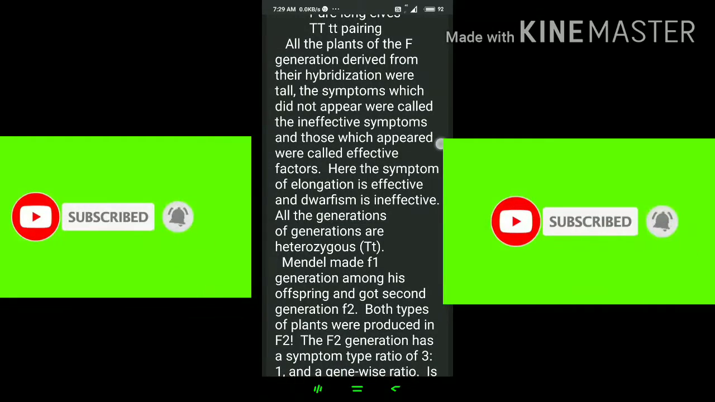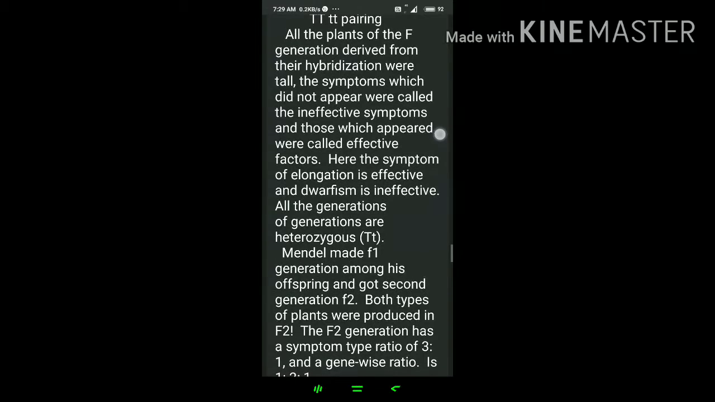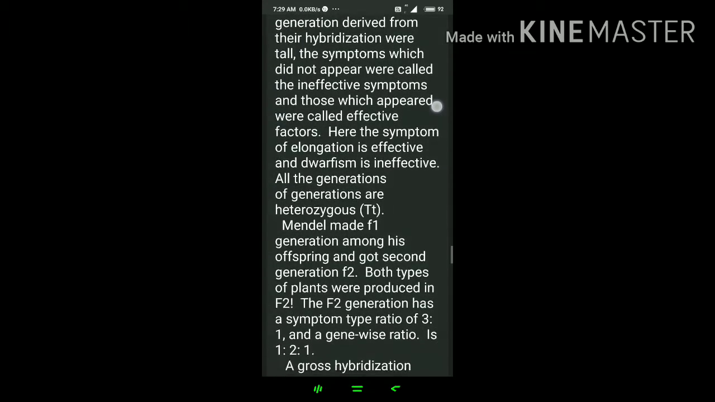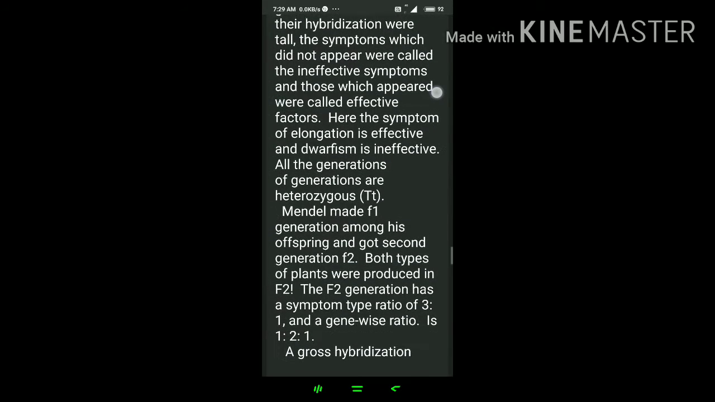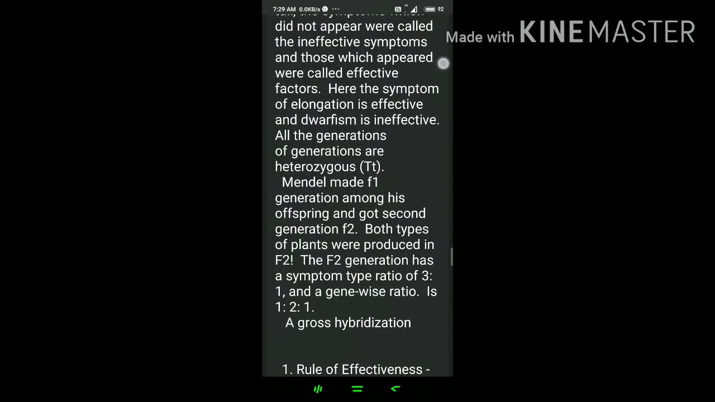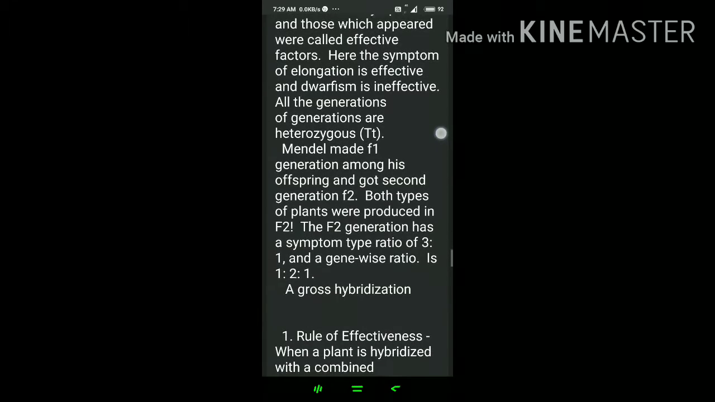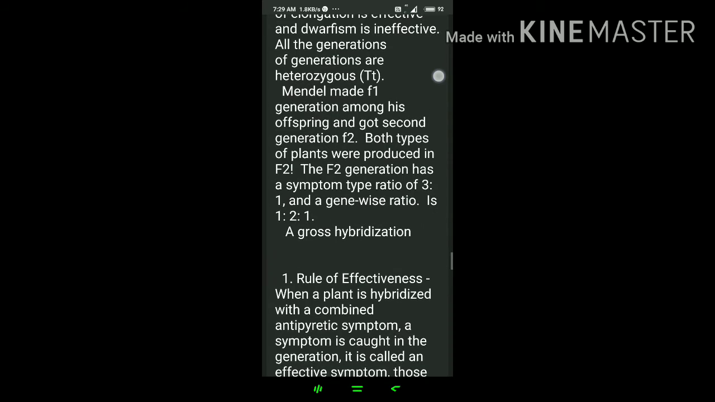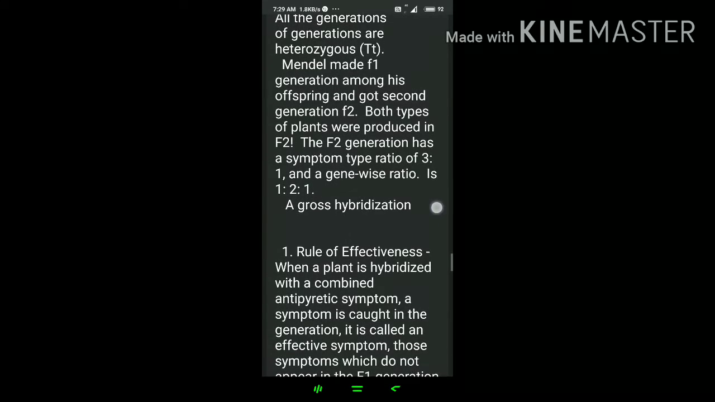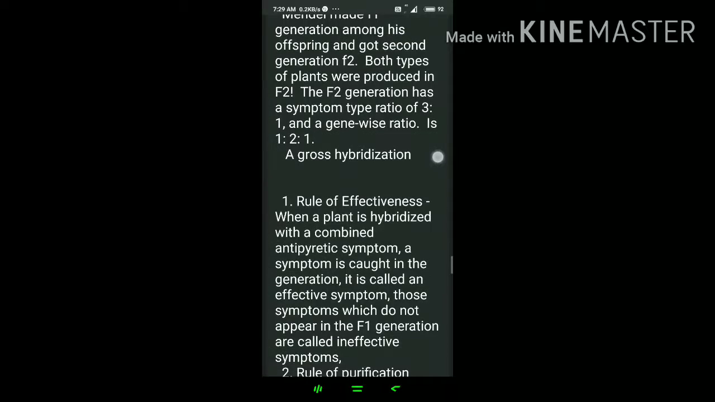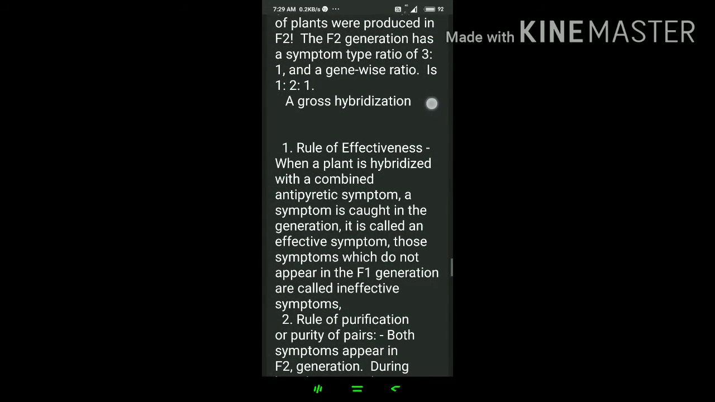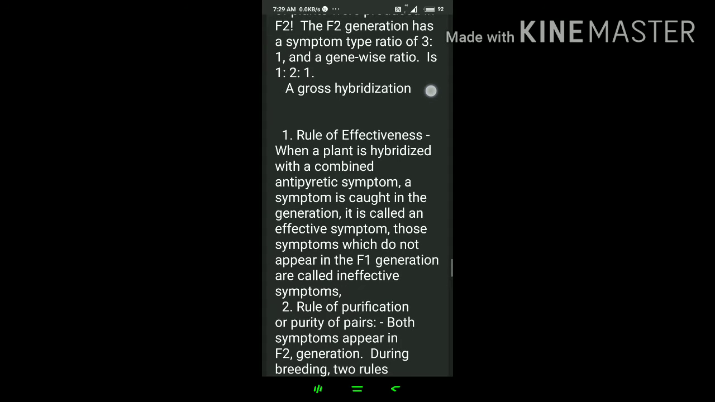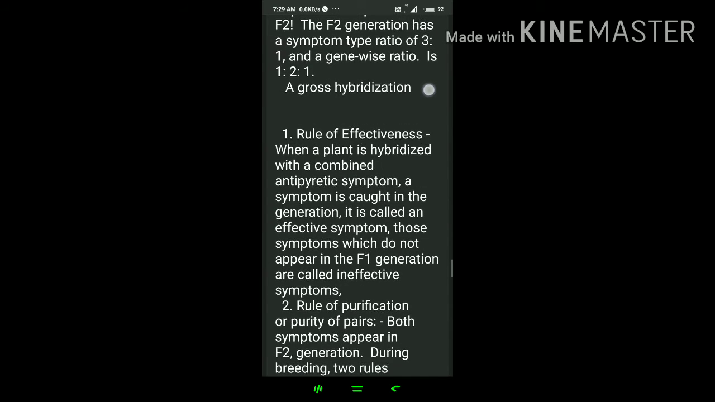Mendel self-pollinated his F1 generation and got the second generation, F2. Both types of plants were produced in F2. The F2 generation has a phenotype ratio of 3:1 and a genotype ratio of 1:2:1. Monohybrid hybridization. 1. Rule of dominance: when a plant is hybridized with contrasting traits, the trait that appears in the F1 generation is called an effective (dominant) trait. Those traits which do not appear in the F1 generation are called ineffective (recessive) traits.